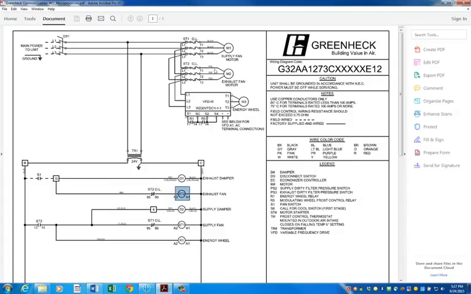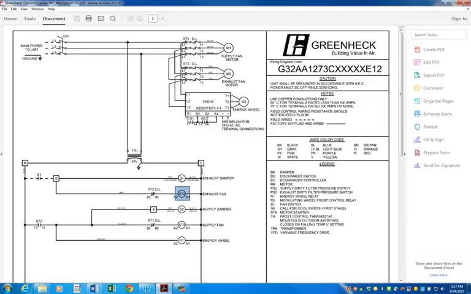So moving forward, we see we have connections here to L1 and L3. Then they go to a transformer, steps it down to 24 volts AC. Then we have a standard ladder diagram. S1, if we look at our legend, is a fan switch. So read across, that fan switch does a couple things.